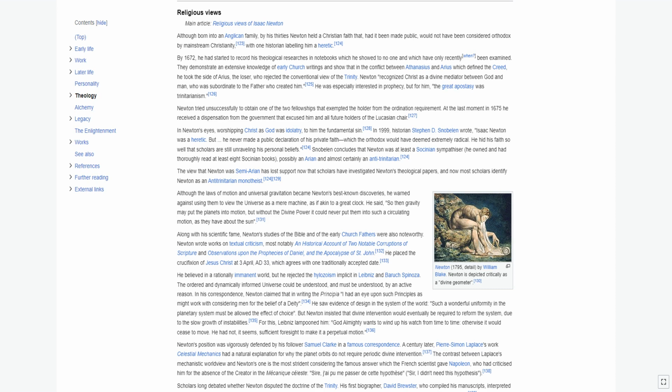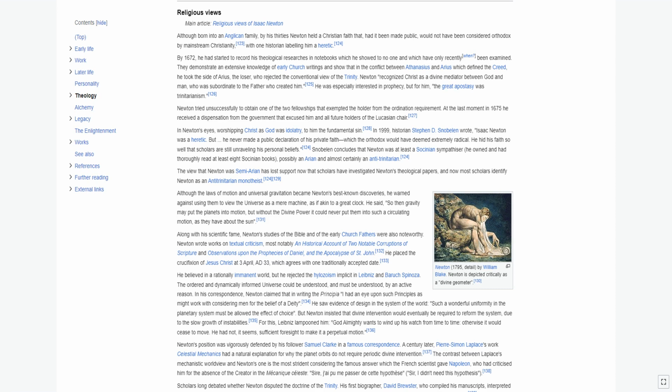Along with his scientific fame, Newton's studies of the Bible and of the early church fathers were also noteworthy. Newton wrote works on textual criticism, most notably An Historical Account of Two Notable Corruptions of Scripture, and Observations upon the Prophecies of Daniel, and the Apocalypse of St. John. He placed the crucifixion of Jesus Christ at 3rd of April, AD 33, which agrees with one traditionally accepted date.